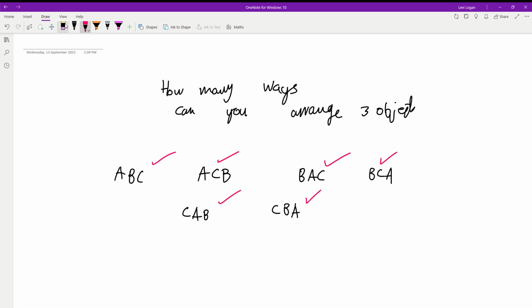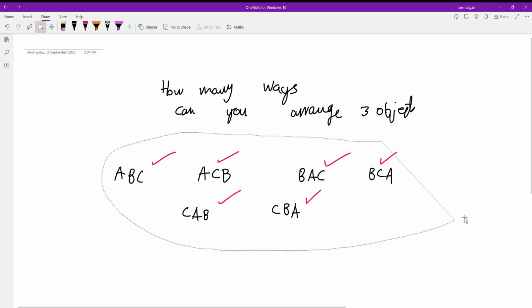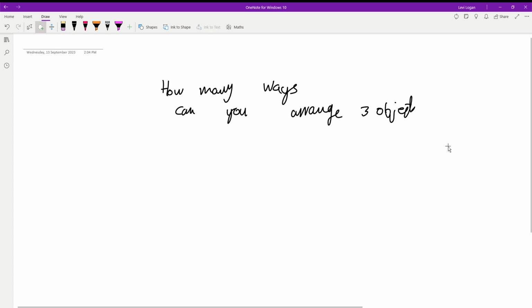Okay. Now, instead of three objects, I tell you five objects. How many ways can you arrange five objects? Well, we can start listing them out. A, B, C, D, E. So these are objects A, B, C, D, and E. You can go through and start drawing them out, but you're going to be there for a while. So surely there's a quicker way we can think about it.